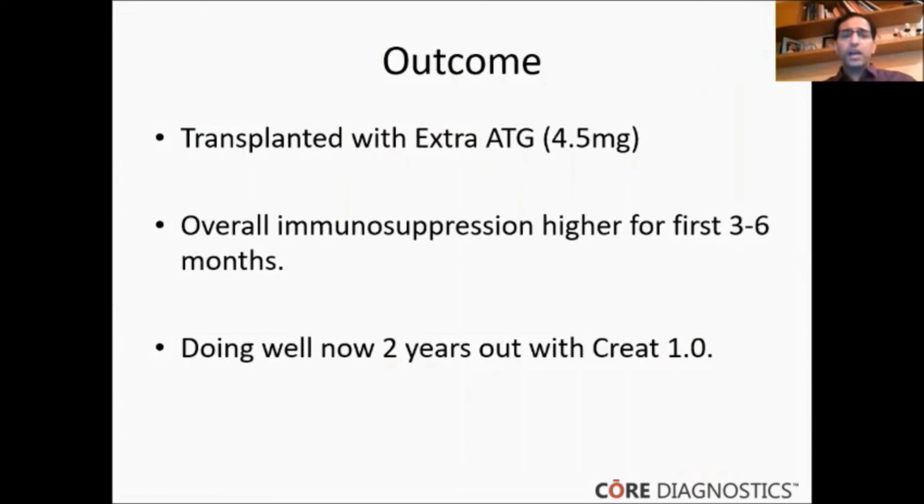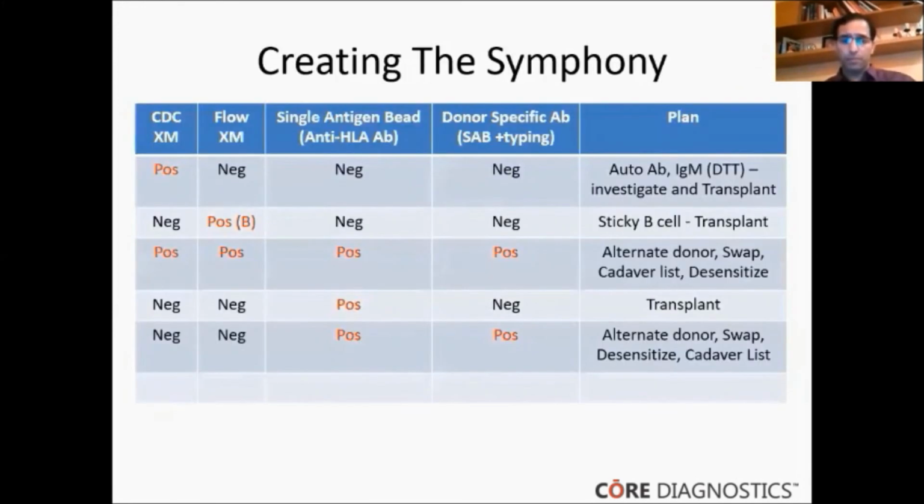And so we, again, did the transplant with the extra ATG because of his overall sensitization, and kept his overall immunosuppression higher. He's now doing well at 2 years with a creatinine of 1.